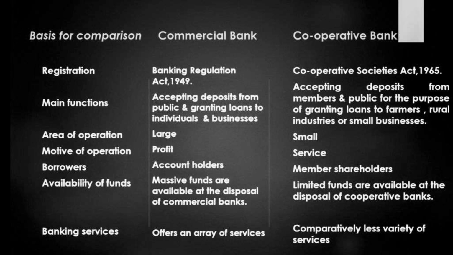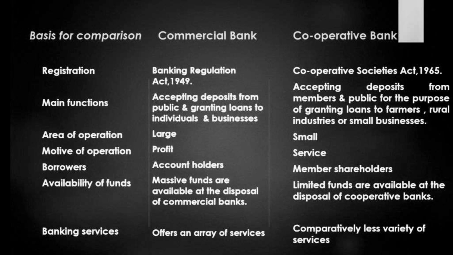Then the next one is borrower. In commercial banks, the main borrowers are only the account holders, whereas in cooperative banks they are member shareholders that influence the credit policy by their voting power, while in commercial banks they do not have any voting power. Next one is availability of funds. Massive funds are available at the disposal of commercial banks, whereas in cooperative banks limited funds are available.